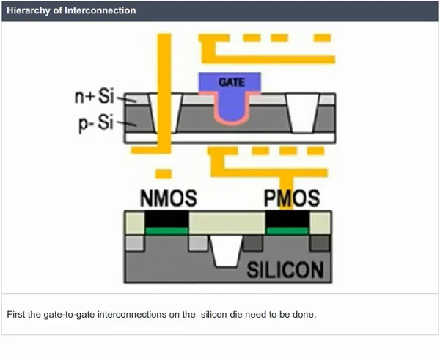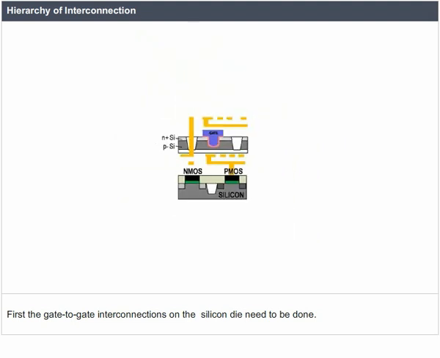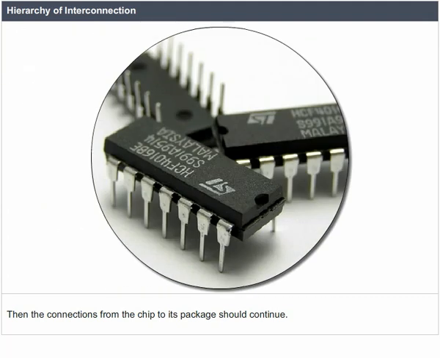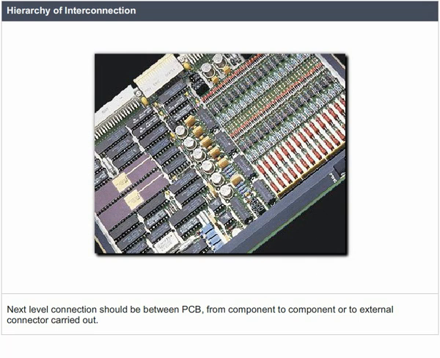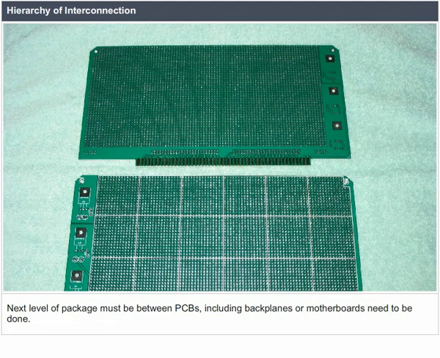Hierarchy of interconnection. First, the gate-to-gate interconnections on the silicon die need to be done. Then the connections from the chip to its package should continue. The next level of connection is on the PCB, from component to component or to an external connector. The next level of package is between PCBs, including backplanes or motherboards.